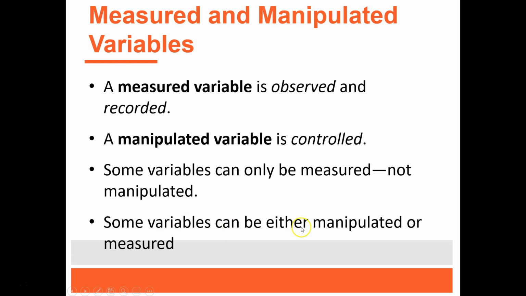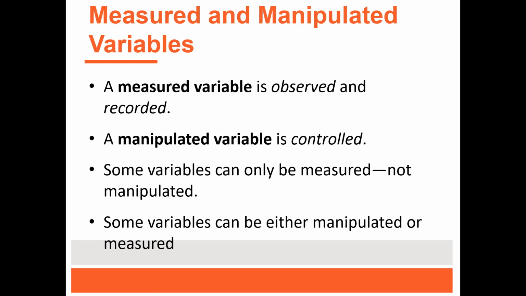And there are some variables that you can either manipulate or measure. So you have to think about what you're studying, and is it something that you as a researcher can manipulate or not? Because it's not possible, right? You can't change whether or not someone was diagnosed with schizophrenia, or it's not ethical, right?